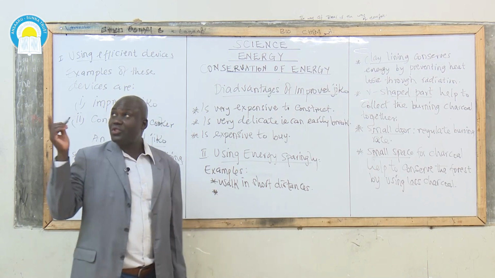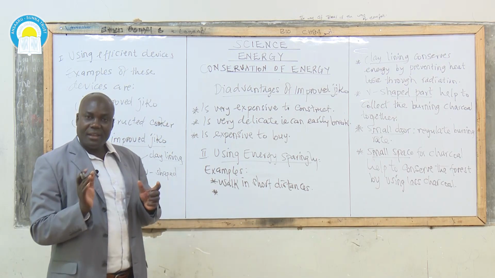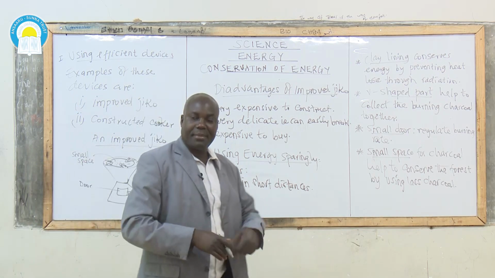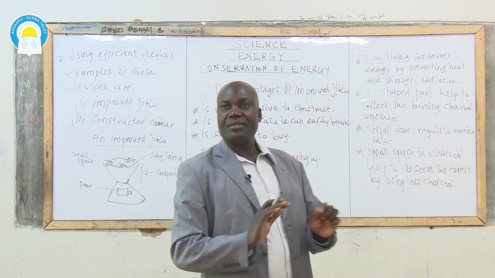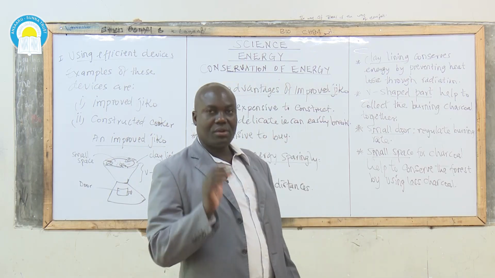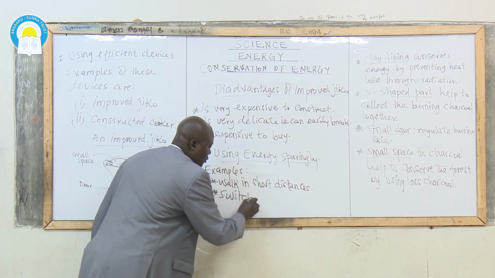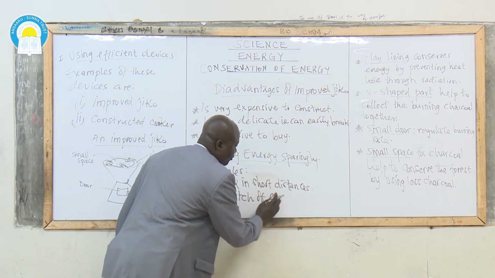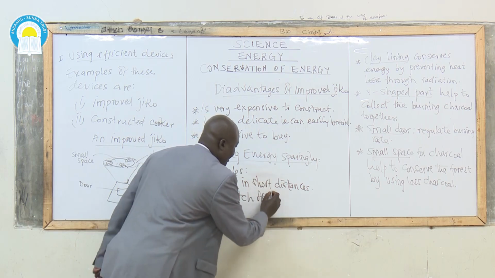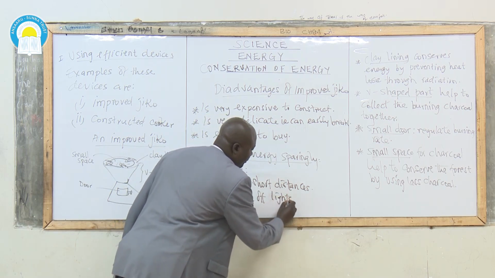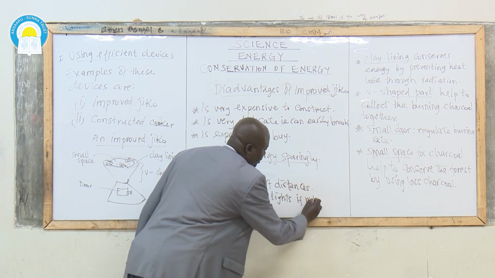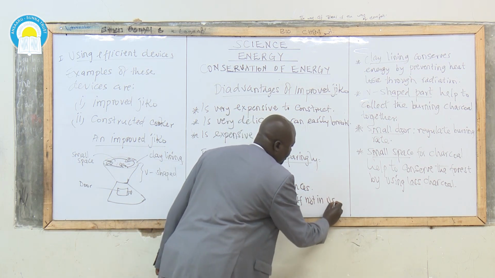Next one, you switch off the lights if no one is using that room. For example, at night, if nobody is using the light, you switch it off to conserve that energy. Switch off lights if not in use.